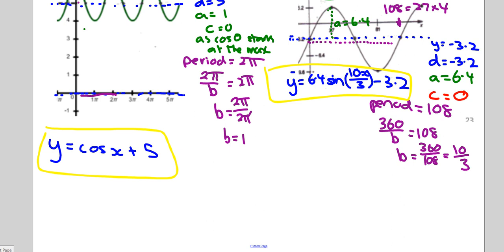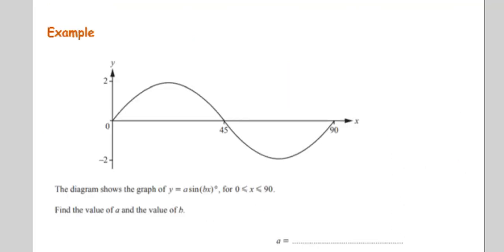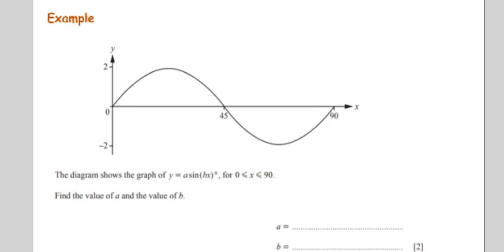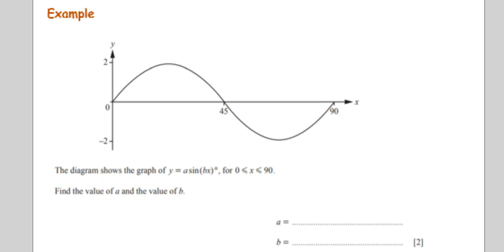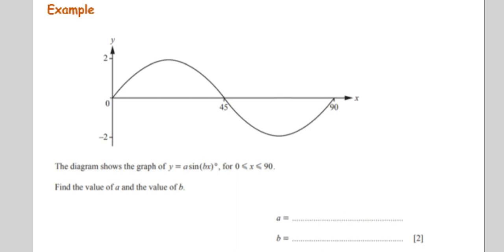Next page. Good. So a few little examples of some nice ones. I don't think they're too hard. I actually saw these from GCSE exams. Some nice ones. Diagram shows a graph of a sine bx degrees for 0 to 90. Find the value of a and b. A is 2.